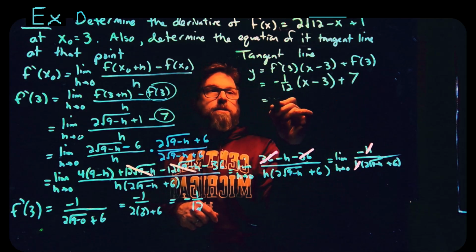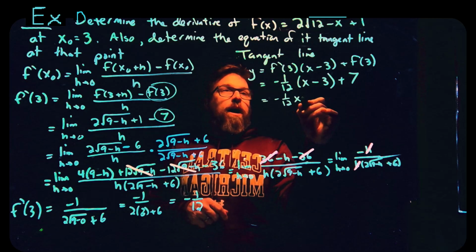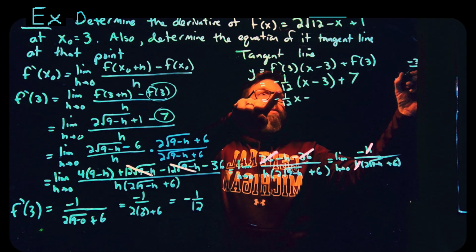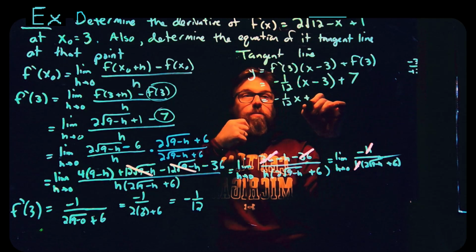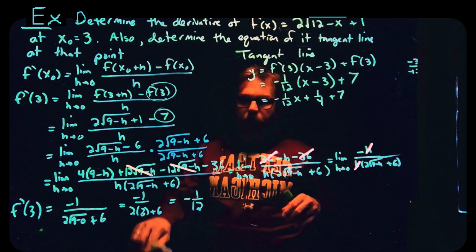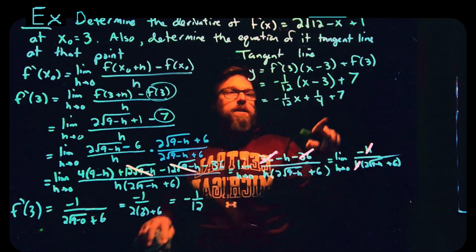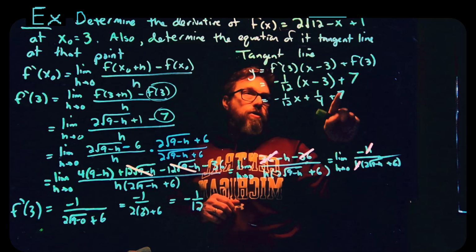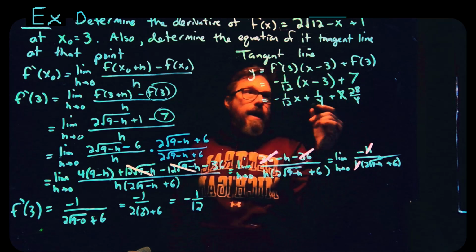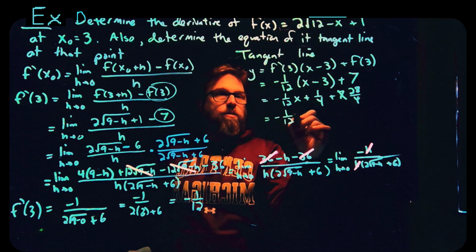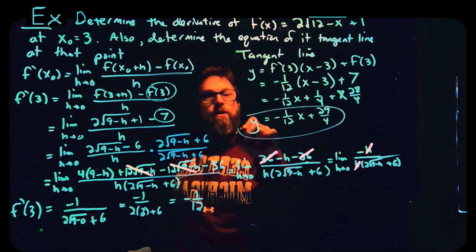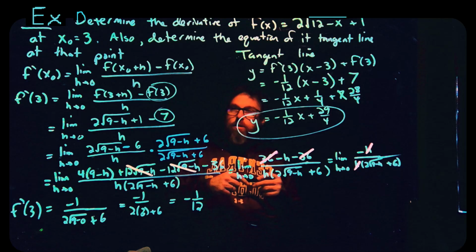So we can clean this up. This is minus 1/12 x. Minus, well, this is going to become a negative 3 over negative 12. So this is going to become a fourth. So plus a fourth. And then plus 7. Now, in order to add these things, it would be nicer if this 7 was in fourths. So we're going to cross that out and say this is 28 over 4. And now adding those like terms, this is going to be plus 29 over 4. And that is the equation of the tangent line for this radical at x equals 3.